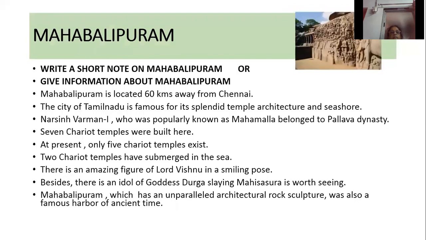The next one is Mahabalipuram. Write a short note on Mahabalipuram, or give information about Mahabalipuram. Where is Mahabalipuram situated? It is situated 60 kilometers away from Chennai in Tamil Nadu. Mahabalipuram is situated 60 kilometers away from Chennai in Tamil Nadu. It is situated along the shores of the Bay of Bengal.